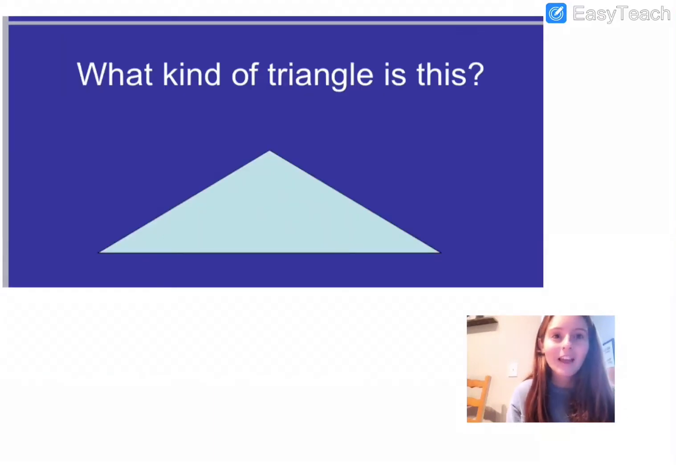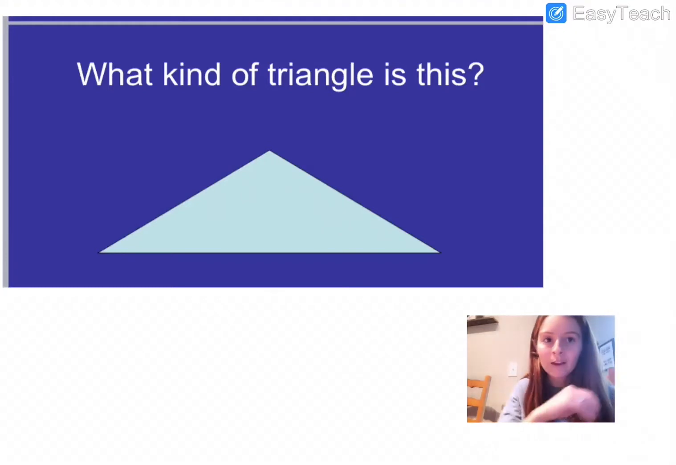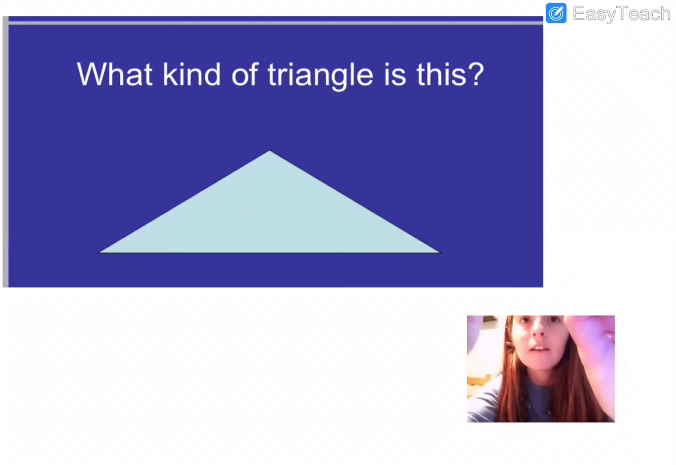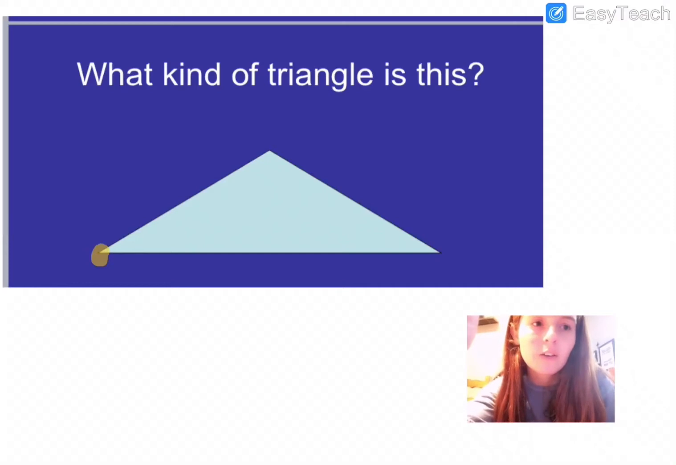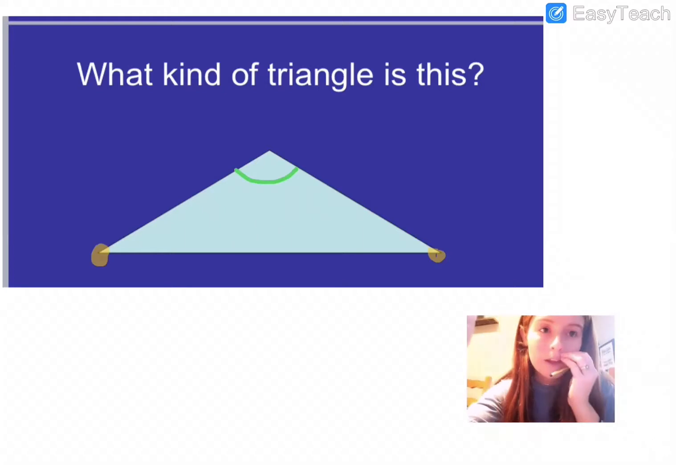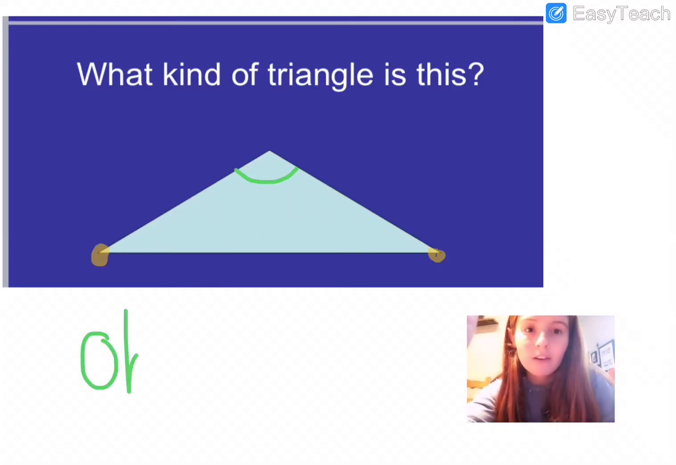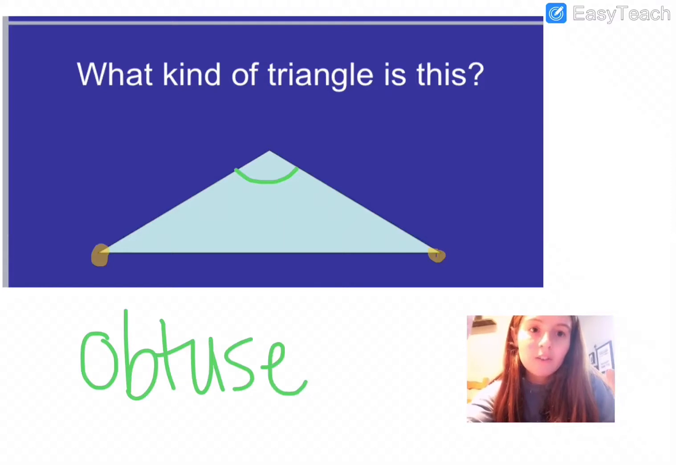Alright? And then lastly, let's try some practice. It says, what kind of triangle is this? Well, I'm looking at my angles. I'll get my highlighter tool back out. This seems to be an acute angle. This seems to be an acute angle. But this angle here looks a lot wider than the other two. So this one is going to be an obtuse triangle.